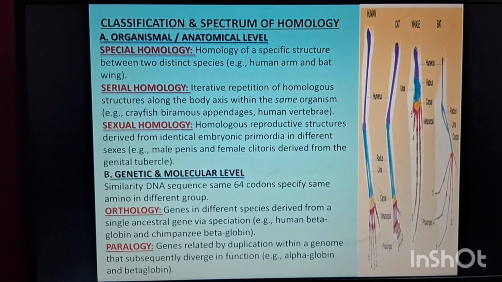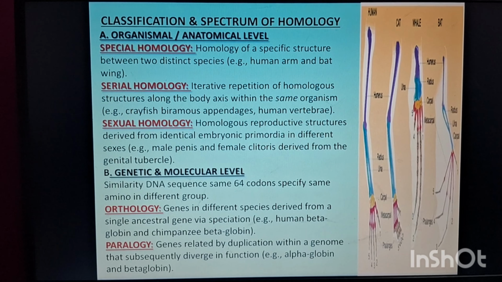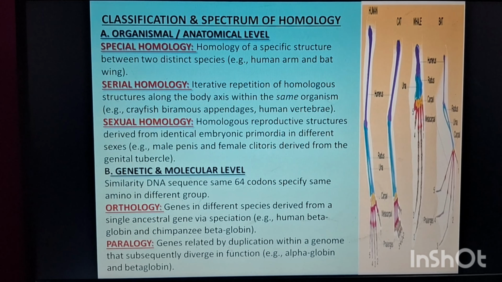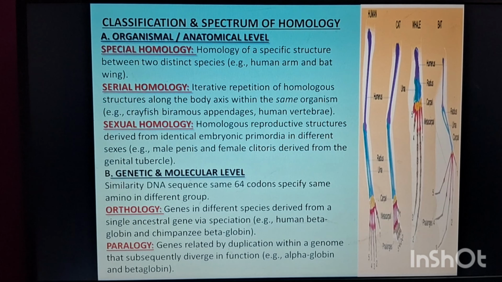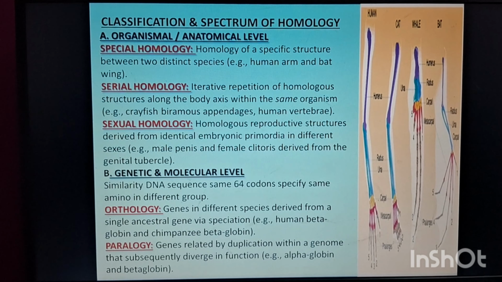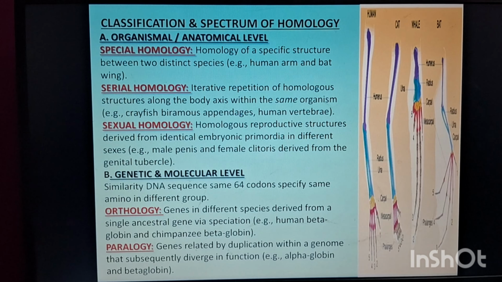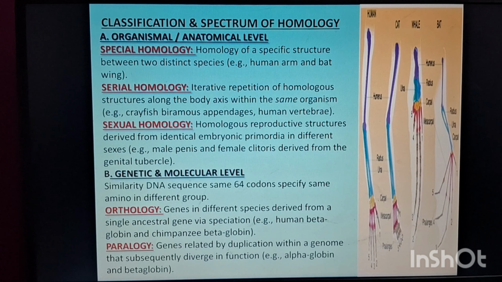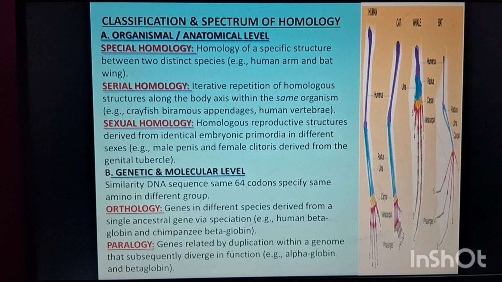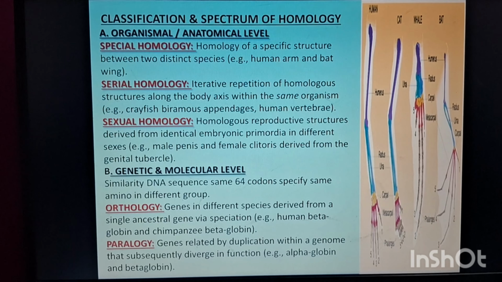Next, genetic and molecular level. Similarity in DNA sequence, the same 64 codons specify the same amino acids in different groups. First type is orthology: genes in different species derived from a single ancestral gene via speciation. Example, human beta globin and chimpanzee beta globin. Next, paralogy: genes related by duplication within a genome that subsequently diverge in function. Example, alpha globin and beta globin genes.